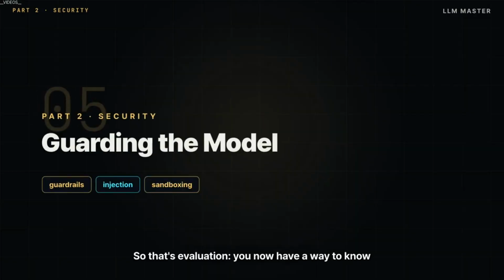So that's evaluation. You now have a way to know, quantitatively, whether your system is getting better or worse, including whether it's getting less safe, which is the perfect bridge to our second theme. The reason a model needs red teaming at all is that it's a fundamentally new kind of attack surface. It takes natural language as input. It can be steered by that language, and in an agent, it can take actions in the world. This next section is about hardening that surface. 3 pieces. Guardrails that validate what goes in and what comes out, the specific and underestimated threat of prompt injection, and how to safely let an agent run the code it writes.